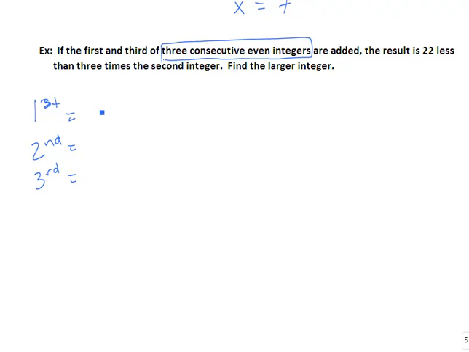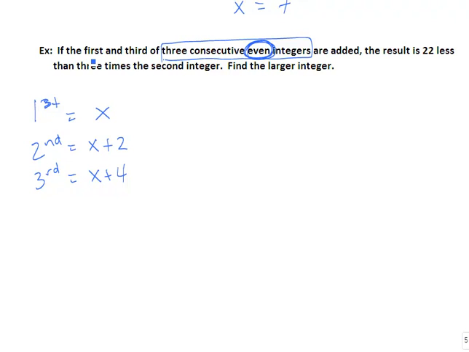The first missing number is always your x, and because we're dealing with even integers this time, if the first one's x, the next one has to be x plus 2, so that we skip over the odd one in between. And the third number has to be x plus 4. We have to add 2 more again. So my first number is x, second number is x plus 2, third number is x plus 4. So now we have our unknowns identified. Let's translate the sentence up above.